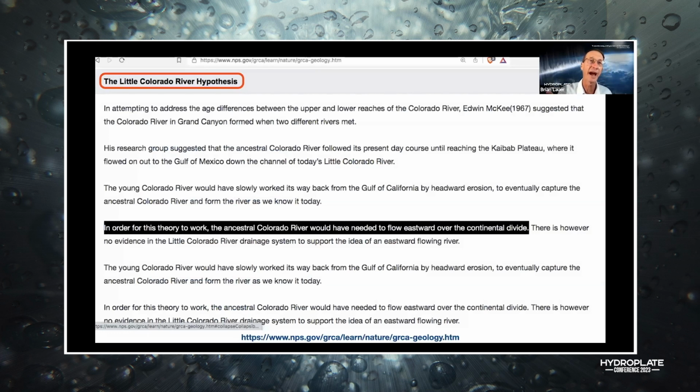Okay, now here's how they hypothesize. They got four ideas on how the Grand Canyon formed. The first one's the Little Colorado hypothesis. And it says in order for this theory to work, the ancestral Colorado would have needed to flow eastward over the continental divide. Well, throw that idea out.